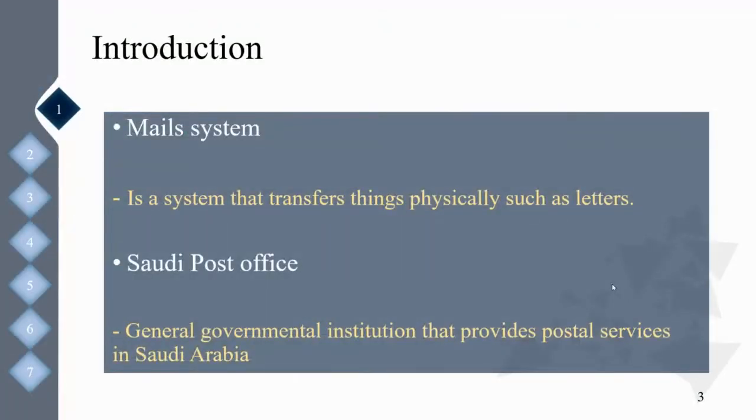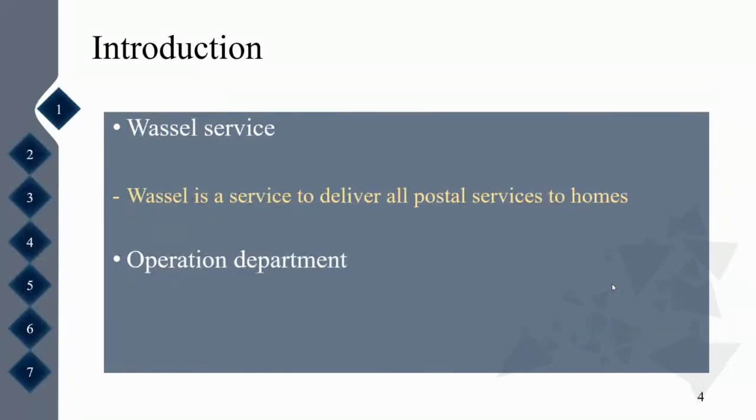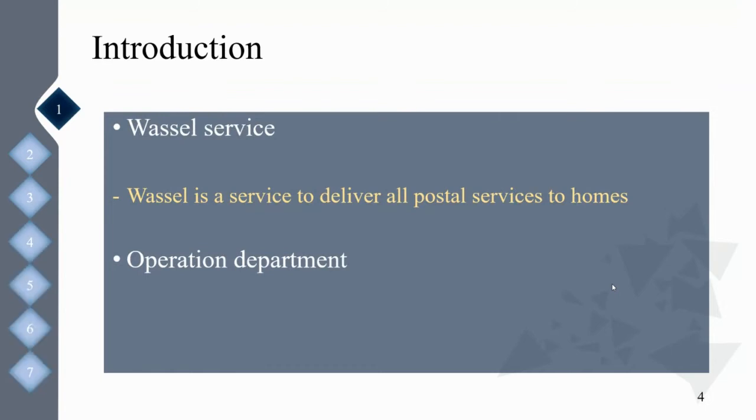A quick recap from IE 491. Mail system is a system that transfers things physically, such as letters or postcards. Saudi Post Office is a general government institution that provides postal service in Saudi Arabia. Postal service is a service to deliver all postal service for homes of citizens, and the operation department is the department in Saudi Post. It's one of the most important departments and where some of the main process and operations occur.